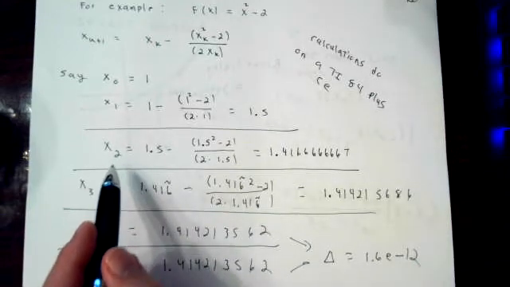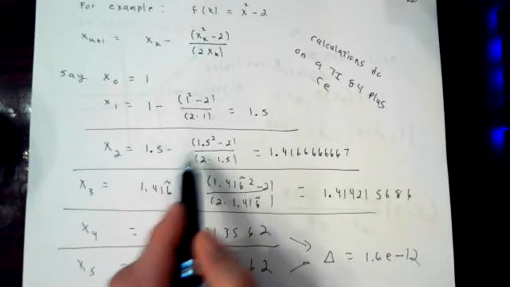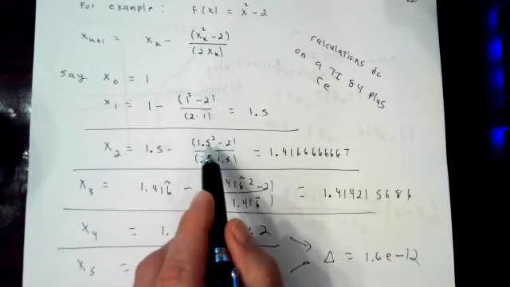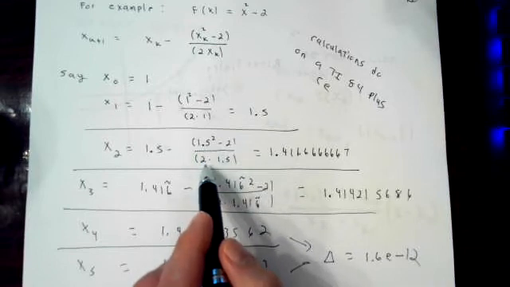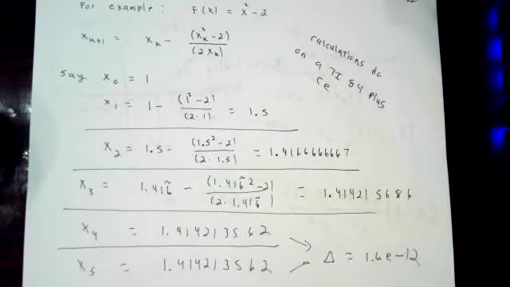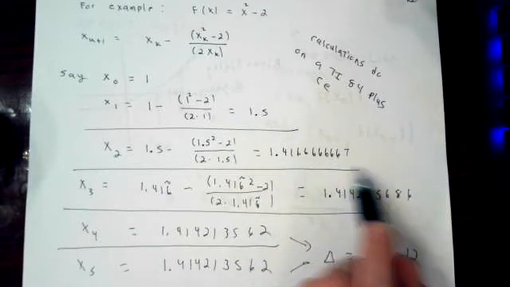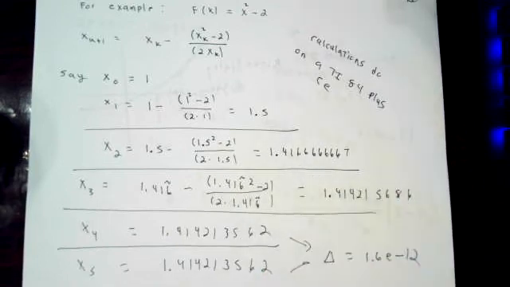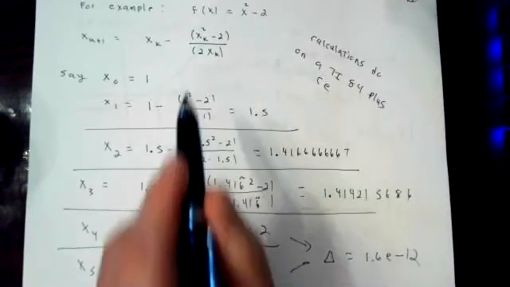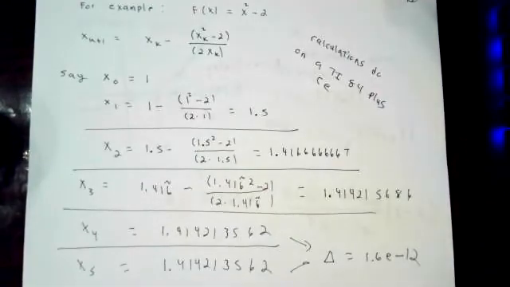x₂ is going to be x₁ minus f evaluated at x₁ divided by f prime evaluated at x₁. Having done all the arithmetic on my TI graphing calculator, I get 1.41 and then a bunch of 6s. It's probably worth mentioning the 1, the 4, and the 1 are already correct. Having done two steps of this, I've already got 3 significant figures correct.